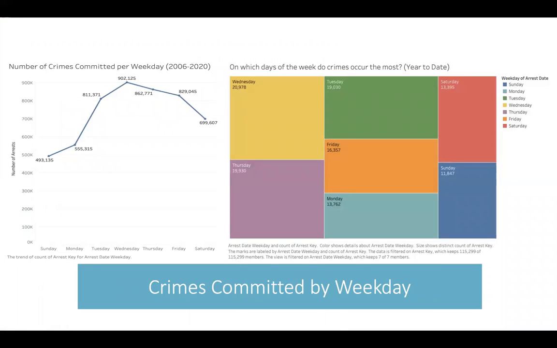And in these two visuals, you can see crimes committed in terms of historic data and year-to-date data. But in both, they have the same day, Wednesday, which happens to be the day with the highest crimes committed during the weekday.